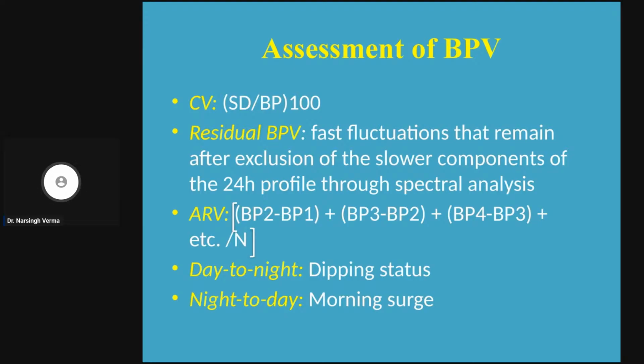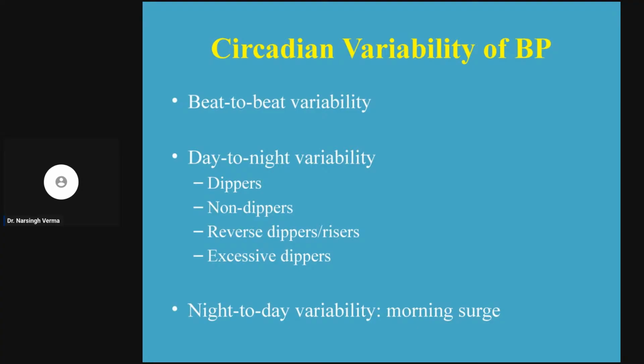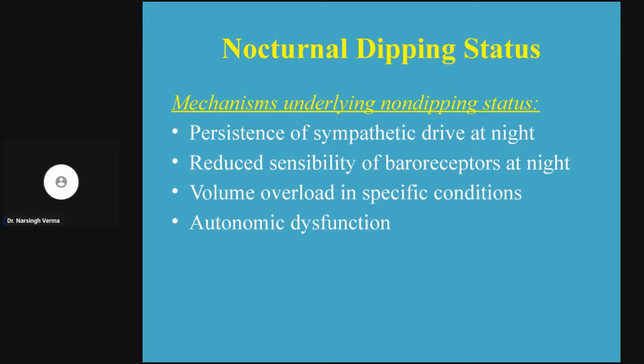Day-to-night dipping pattern can very easily be known by using ABPM devices, and night-to-day again by ABPM or home monitoring devices. The circadian variability we can find out, and by that we can divide our patients into dippers, non-dippers, which I have already talked about, reverse dippers, and excessive dippers, and this can tell us their risk of developing cardiovascular diseases.